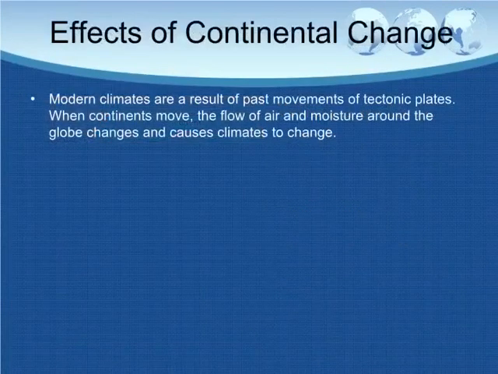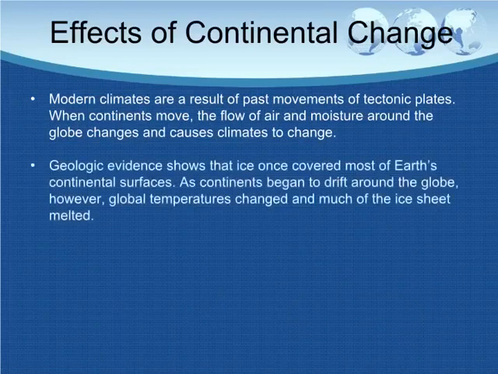Modern climates are a result of past movements of tectonic plates. When continents move, the flow of air and moisture around the globe changes and causes climates to change. Geologic evidence shows that ice once covered most of Earth's continental surfaces. As continents began to drift around the globe, however, global temperatures changed and much of the ice sheet melted.